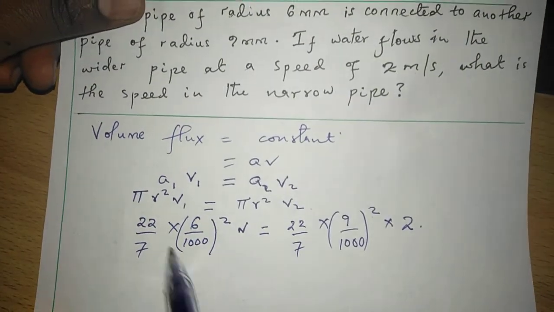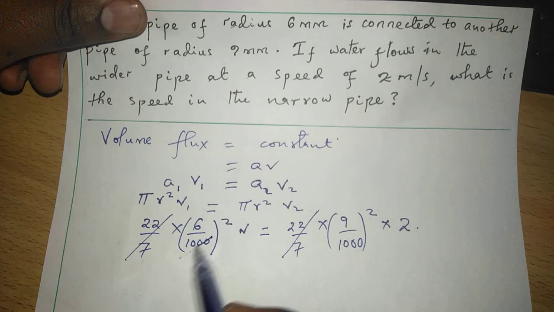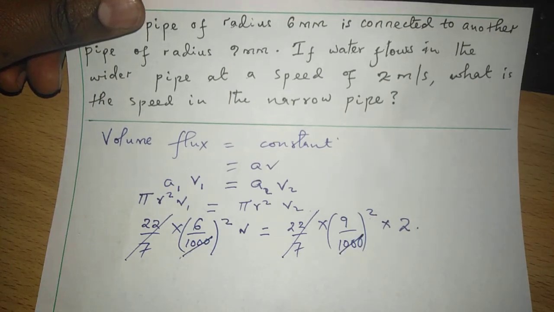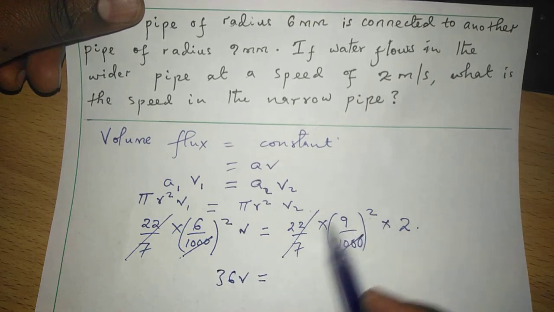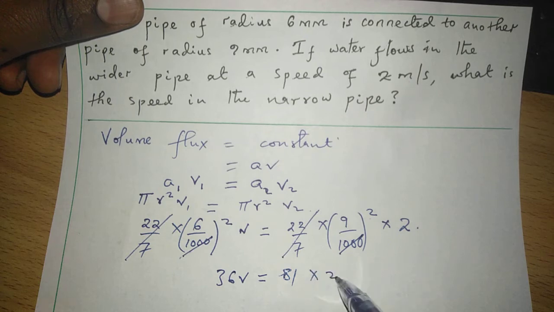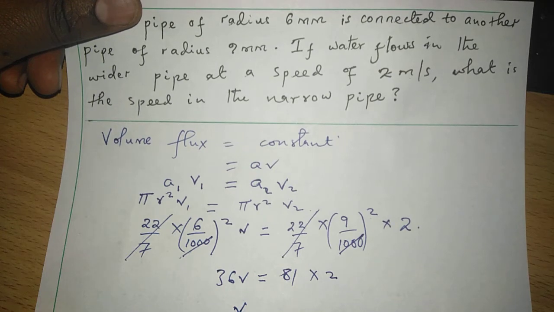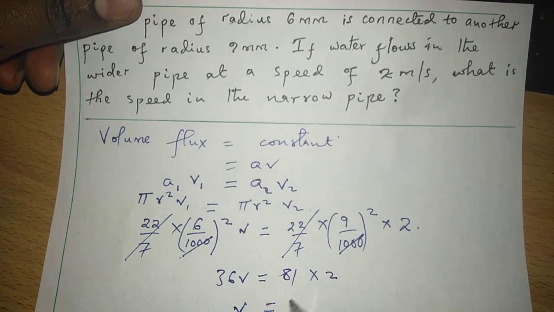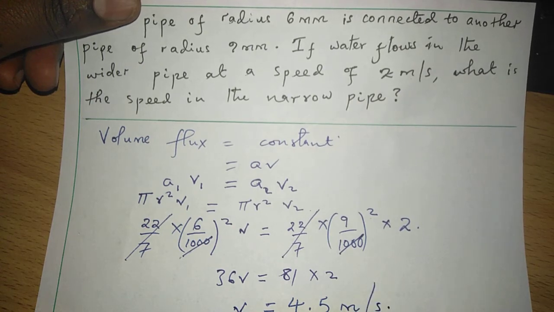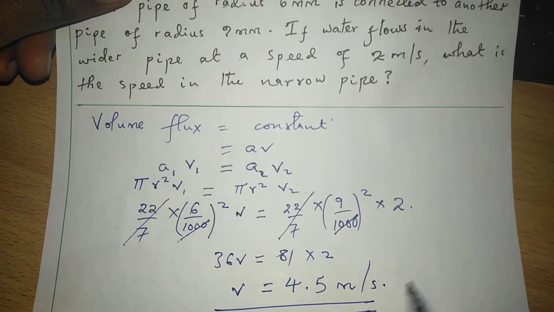Therefore now we can cancel out the common terms, like pi is appearing on both sides. The denominator here, which makes the radius a meter unit, is appearing on both sides. So we can have this one as 36 v equal to 81 times 2, such that to remain with v, we can divide 81 multiplied by 2 over 36. 81 times 2 over 36 gives us 4.5 meters per second. So this is going to be the velocity in the narrower pipe.